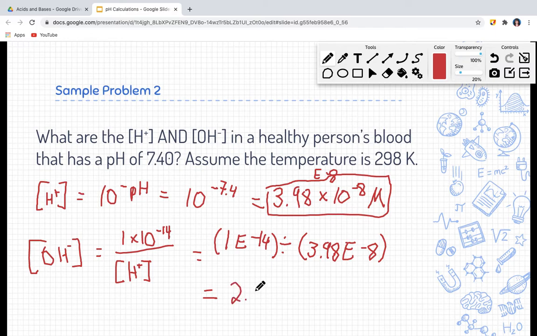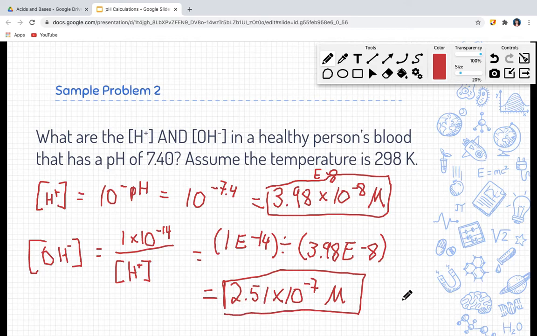So we have 2.51 times 10 to the negative 7. And once again, I'm actually going to rewrite that because it's messy. Negative 7. Once again, since this is a concentration, that's going to be in molar, so moles per liter, or big capital M, and you're good to go. Okay, done with sample problem 2.